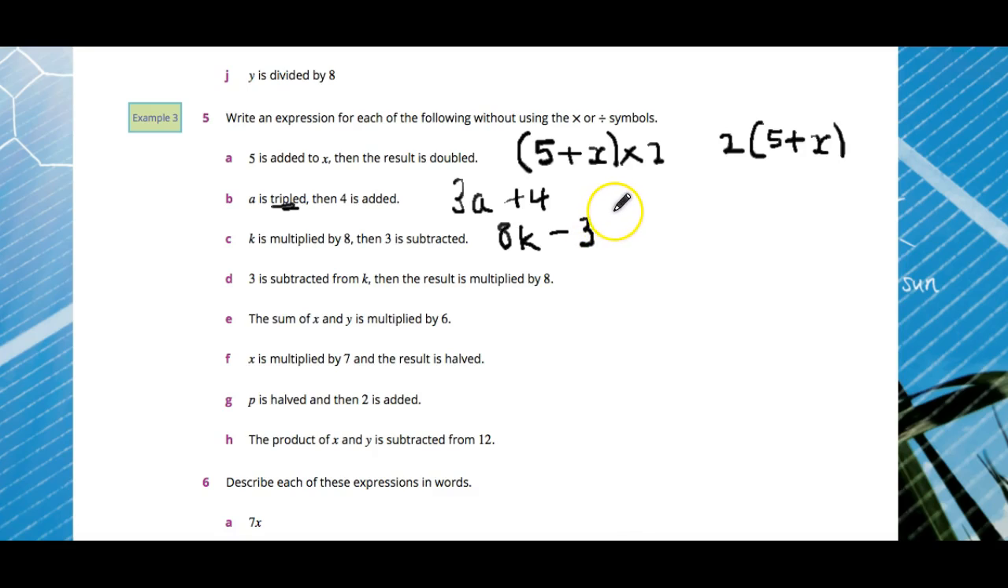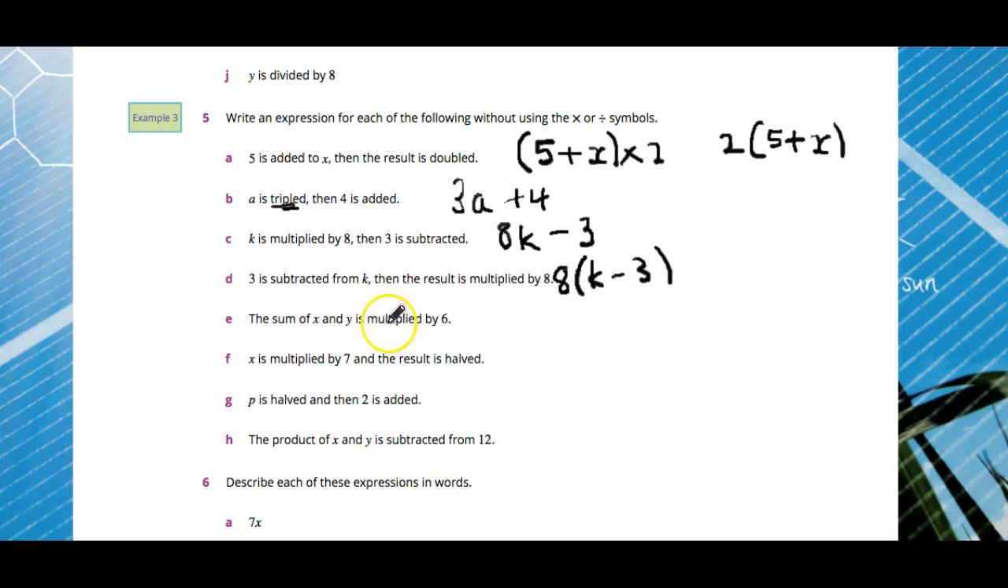Now, just before we move on to D, we use brackets here because we're adding. If I didn't put the brackets in, I'm not going to be doing what this expression is asking me to do. Okay, so when you've got to add or subtract 2 or more terms, you need to put a bracket around them. Okay, 3 is subtracted from k, so we're going to have k minus 3. Then the result, so we're going to put brackets around them, is multiplied by 8.